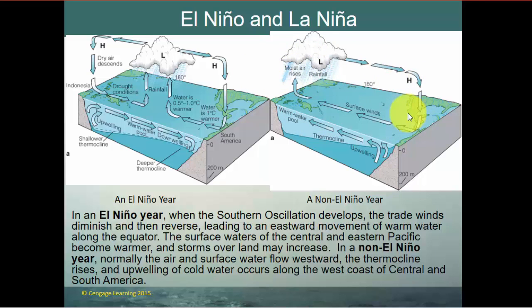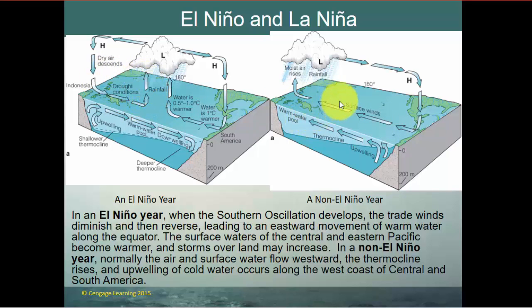In an El Nino year, that is, the southern oscillation occurs, meaning the pressure patterns, this low here and this high here, they flip, and you get a little bit of a difference with the low forming sort of in the middle of the Pacific Ocean. So let's read through this. In an El Nino year, when the southern oscillation develops, the trade winds diminish and then reverse. So what happens is the trade winds that are blowing in here, they weaken and reverse, and that allows all this warm water, instead of flowing to the west, all that warm water flows back to the east.